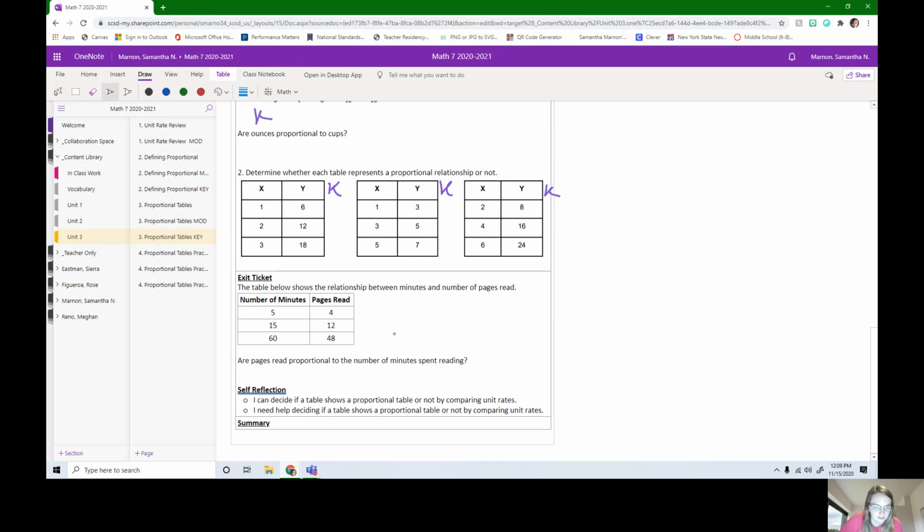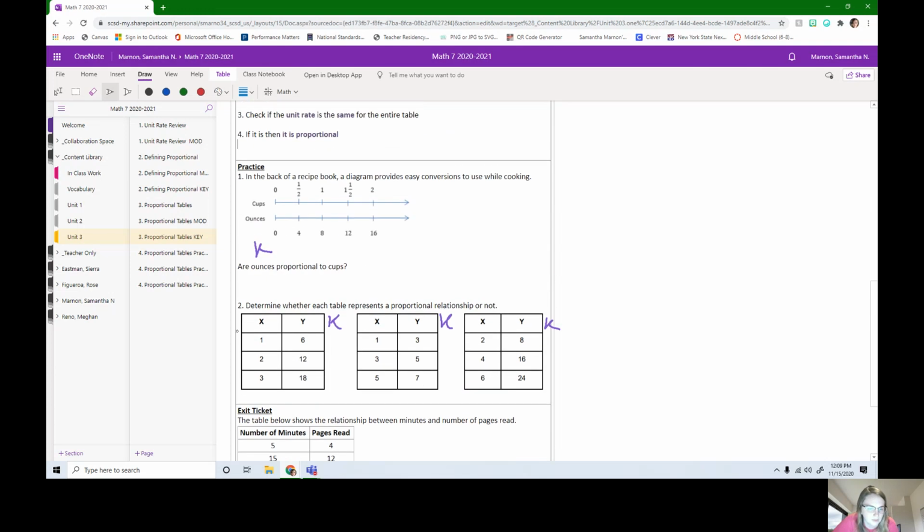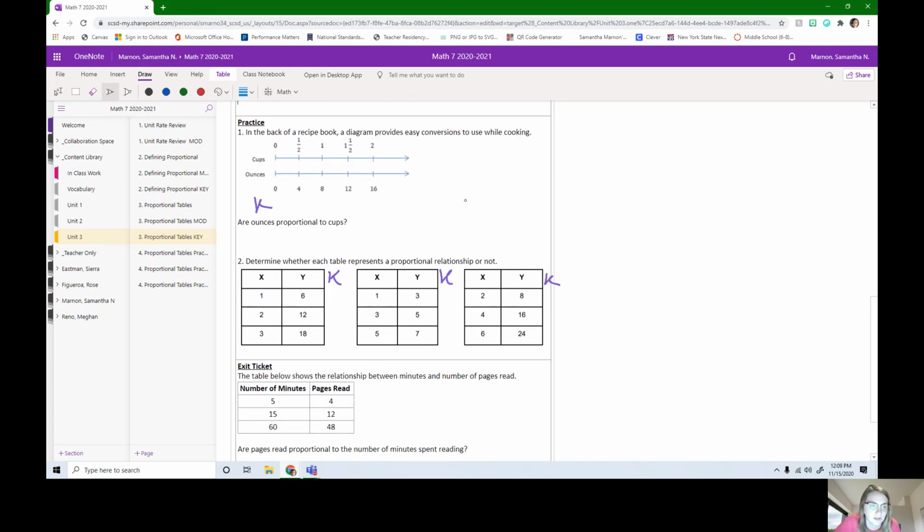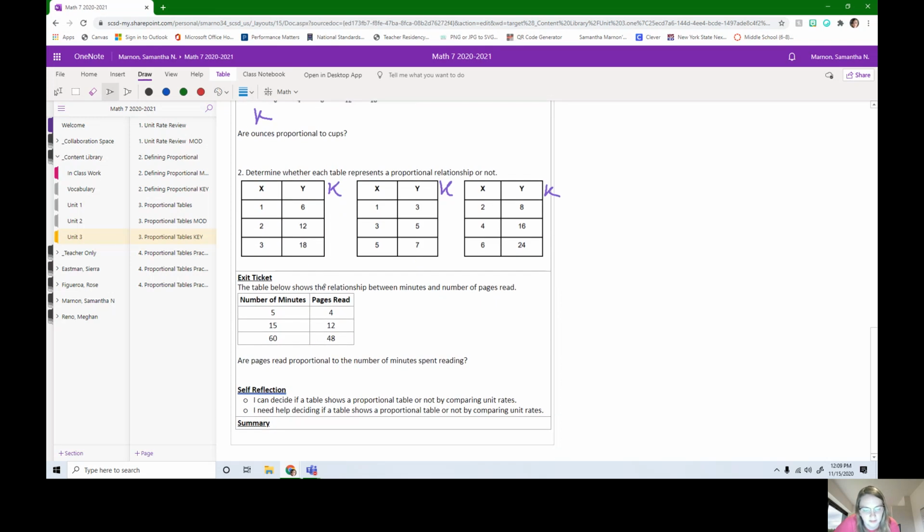Then you have your exit ticket. So the table below shows the relationship between minutes and numbers of pages read. So you're going to have to determine, are pages read proportional to the number of minutes spent reading? This is what's going to be graded when we go through and look at your notes in class notebook. So make sure you're completing this practice and this exit ticket. When you are all done, you're going to go back into Canvas and click Mark as Done.